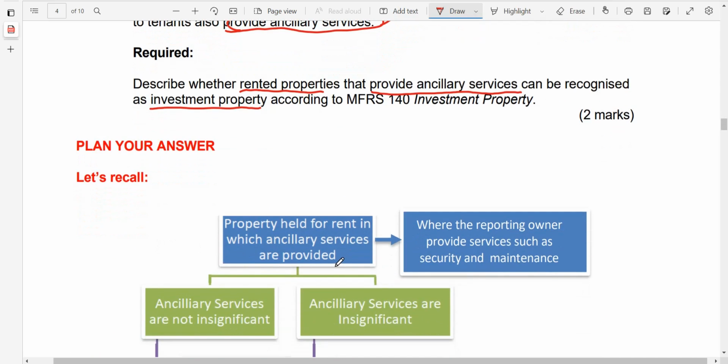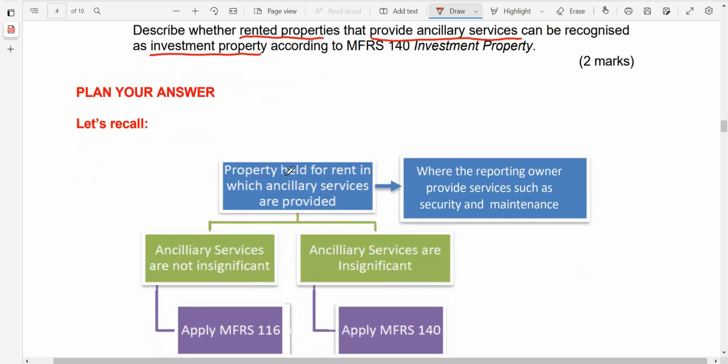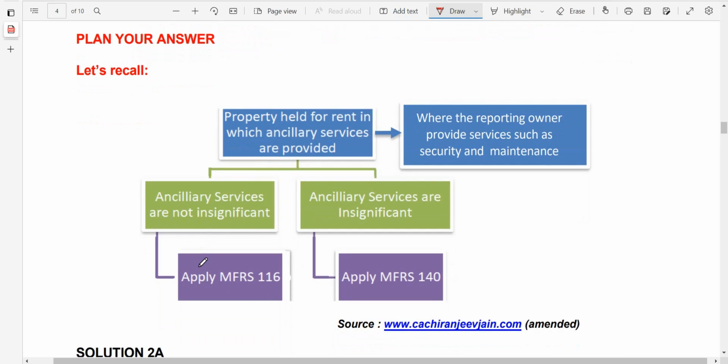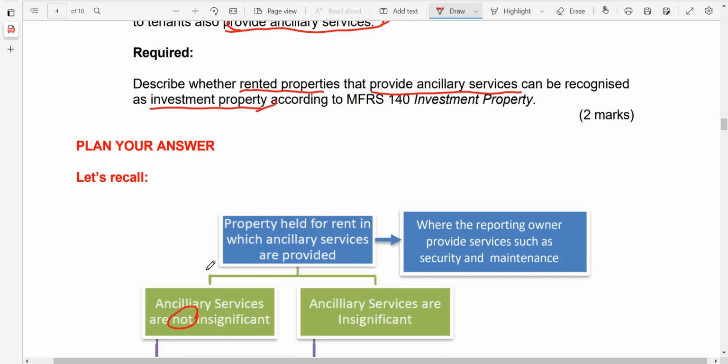What is actually property with ancillary service? This is where property is held by the owner for rent, and at the same time it provides ancillary service, and the reporting owner is the one that provides those services, such as security and maintenance. The issue is, if the ancillary service provided is significant, you are going to apply MFRS 116, meaning that the whole property will be treated as PPE.